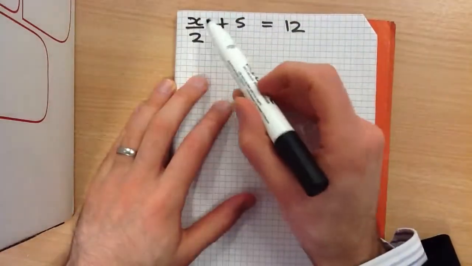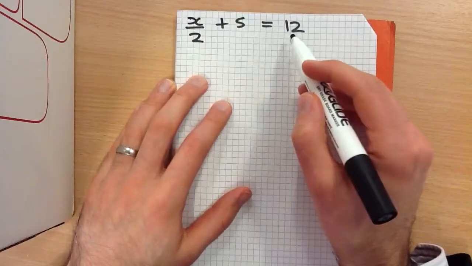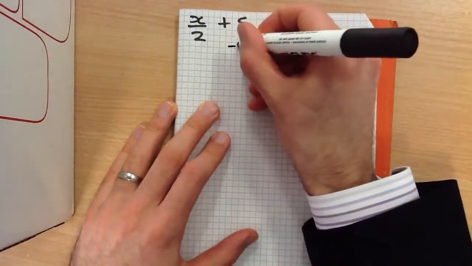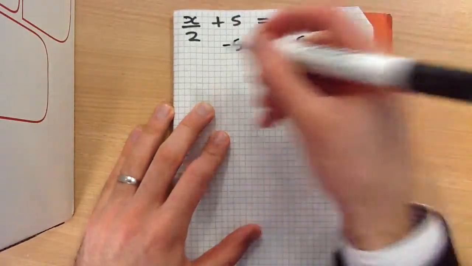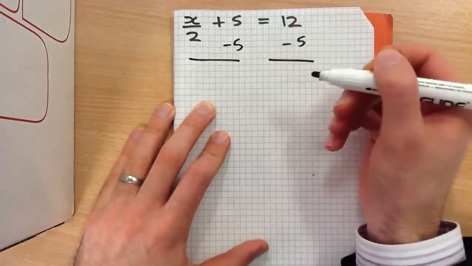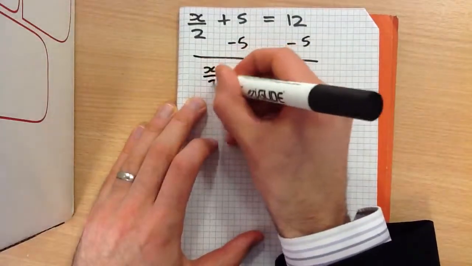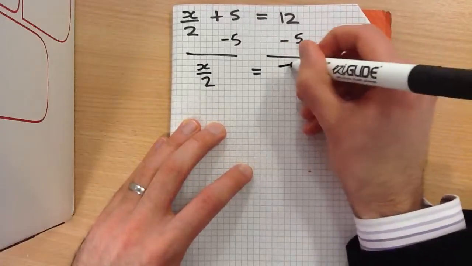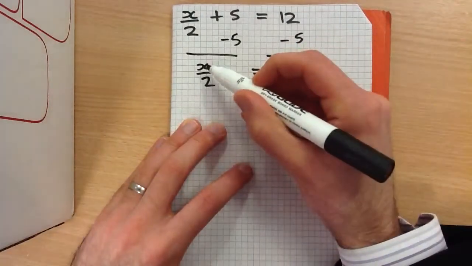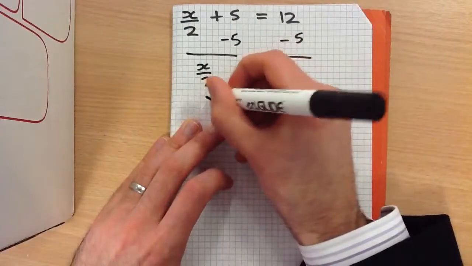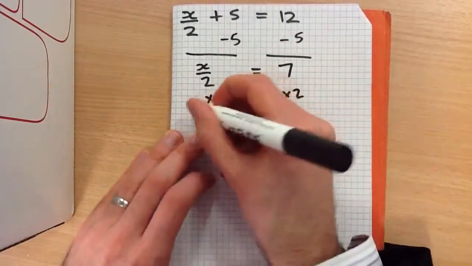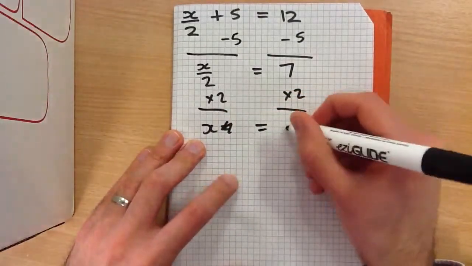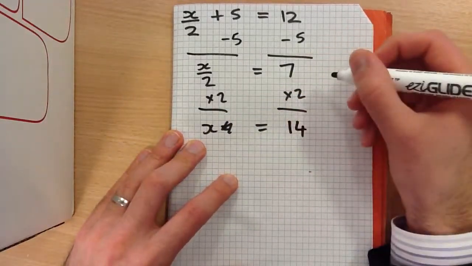So first of all, we've got x over 2 add 5 equals 12. The last thing I did to x was I added the 5 on, so I'm going to take 5 off both sides. On the left hand side of the equal sign I'm now left with x divided by 2, or half of x, whichever way you prefer to think about it, and 12 take away 5 is 7. To undo divide by 2, I'm going to multiply both sides by 2, which leaves me with x is equal to 14, 7 times 2.